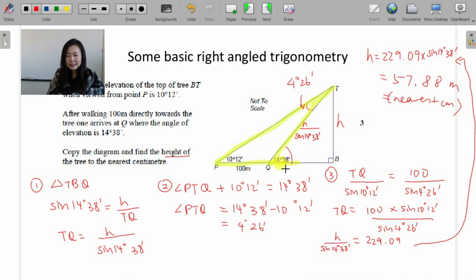So to summarize, right angle triangle, you've got sine 1438 is h over the hypotenuse, and then you get a value for TQ. We worked out this angle using exterior angle of a triangle, and we used the sine rule to link everything together. And TQ is from the first part, and then we just times that across, and that will get 57.88.